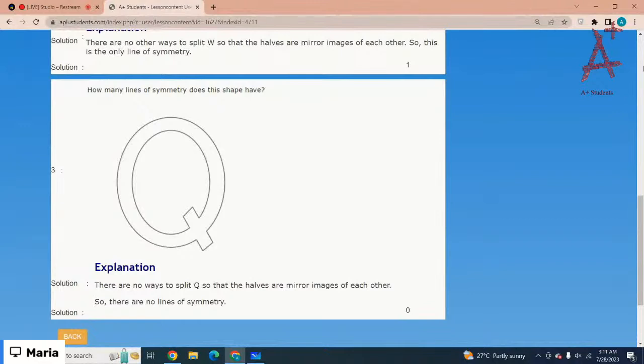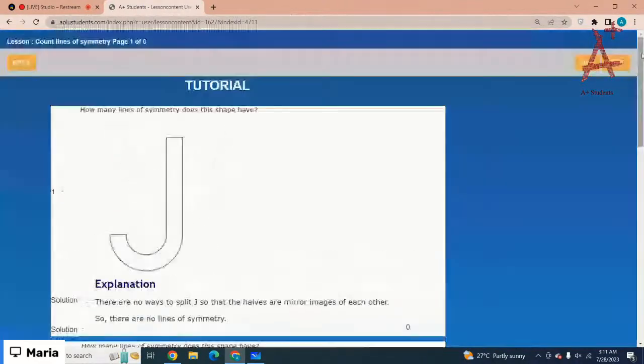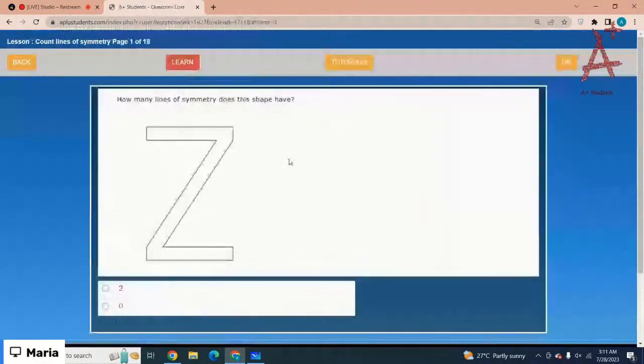Let's just start with the practice questions. Okay, how many lines of symmetry does the shape have? Which is the correct option, 2 or 0? The correct option is 0. Zero lines of symmetry, right?